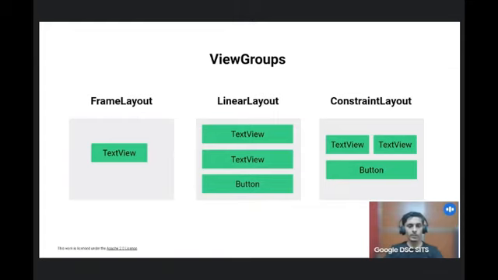In constraint layout, we specify constraints. Like in the given example, we have given the constraint that both text views should always be beside each other, and the button should always be below both the text views. So we can give constraints like these, and we can design the UI as we want using the constraint layout.